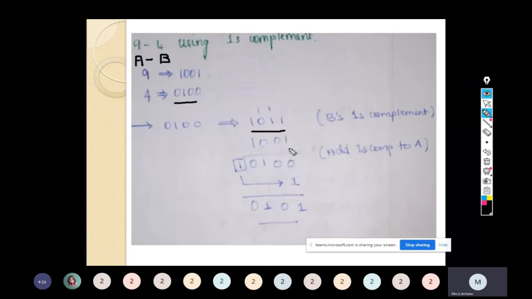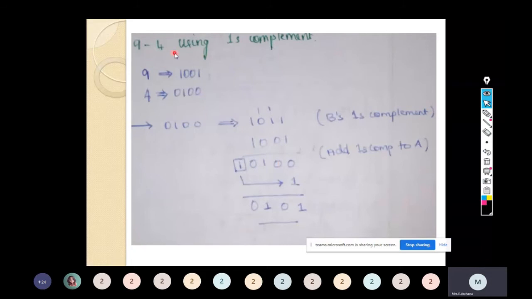1001 is added. So when we add 1011 with 1001, 1 plus 1 is 0 carry over 1. 1 plus 0 plus carry 1 is 0 carry over 1. 1 plus 0 plus carry 1 is 0 carry over 1. 1 plus 1 plus carry 1 is 1 carry over 1. So there is a carry. If there is a carry, we have to add the carry to the LSB. So this carry is added. So the answer is 0101. It is positive.